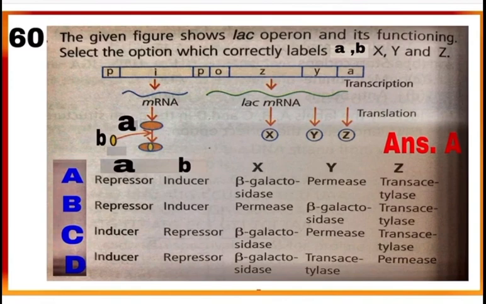Question 60. The given figure shows lac operon and its functioning. Select the option which correctly labels A, B, X, Y and Z. Option A is correct. A is repressor, B inducer, X beta galactosidase, Y permease and Z trans-acetylase.